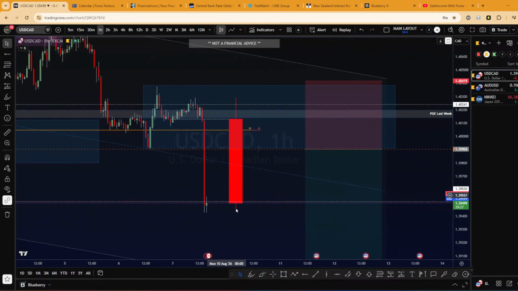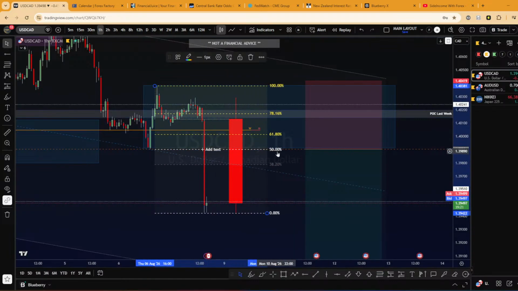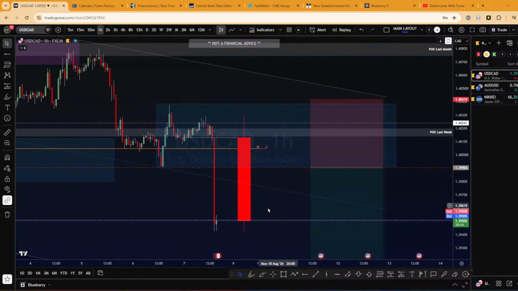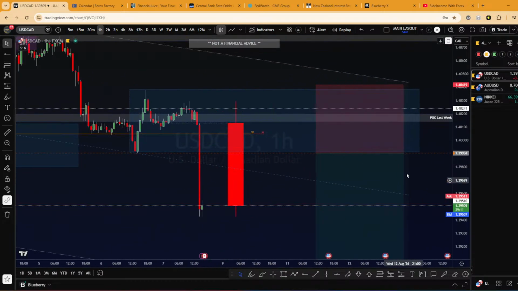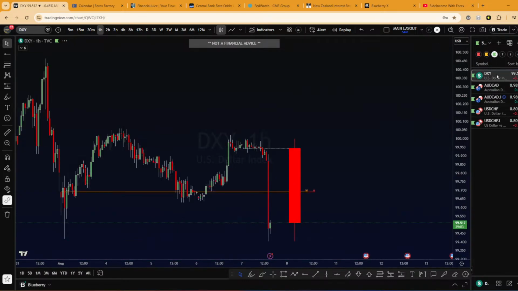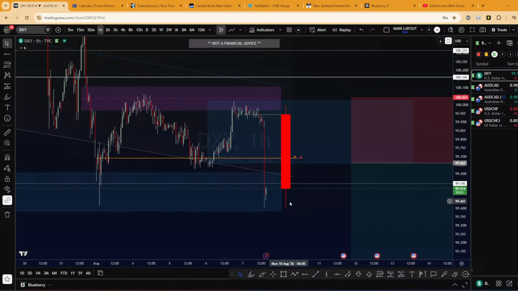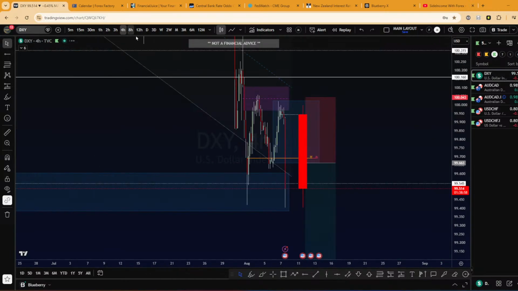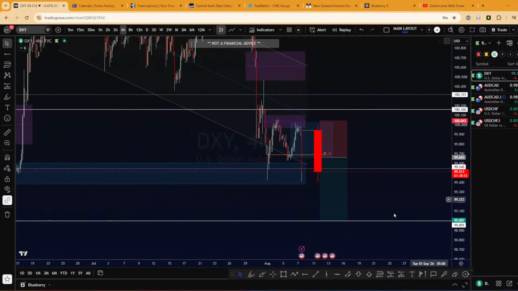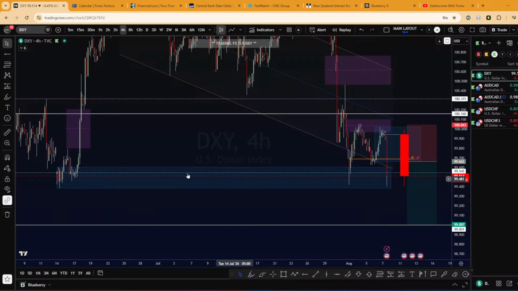USDCAD, I want to see some retracement. 50%, I already put my alert here. Let's see if we retrace it. If not, we will wait for next week. The Dixie seems like it is holding on this level right now.